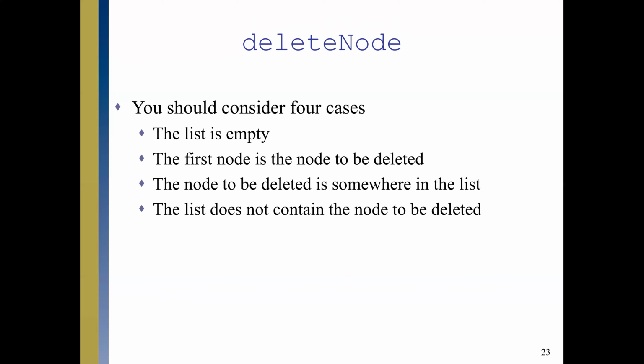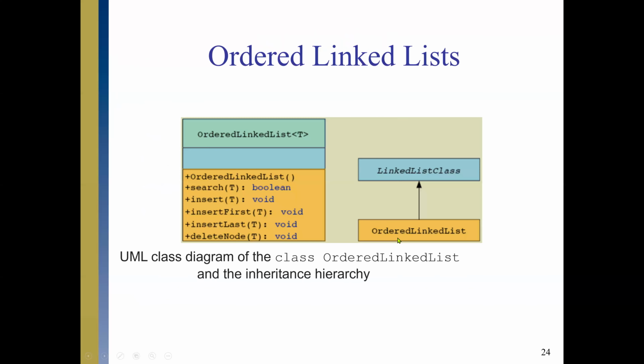List is empty, we want to delete, or the list does not contain the node that we want to delete, or the first node is the node to be deleted, or the node to be deleted is somewhere in the list. So we'll go through each one later on. So for example, this is the ordered linked list now. We saw the unordered. So the ordered linked list, we have the class OrderedLinkedList. You can see the methods are the same as the unordered linked list. We have the search, insert, insertFirst, insertLast, and deleteNode.